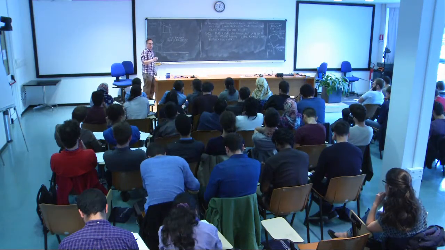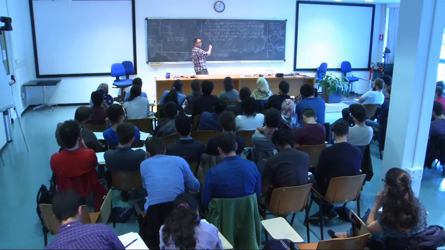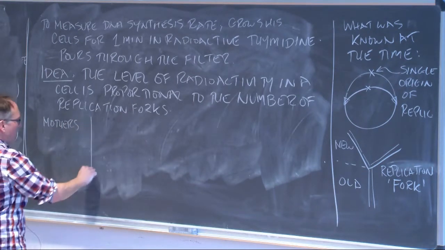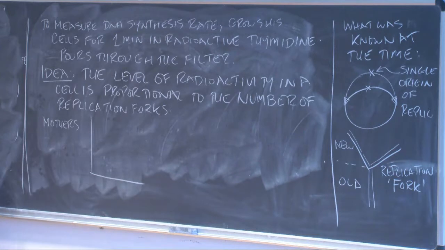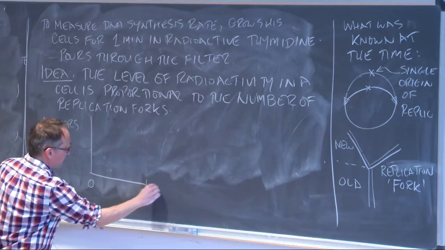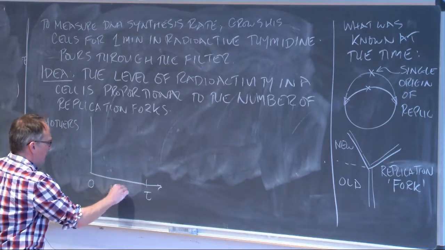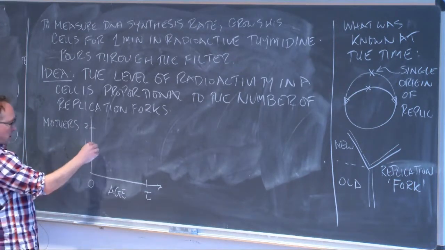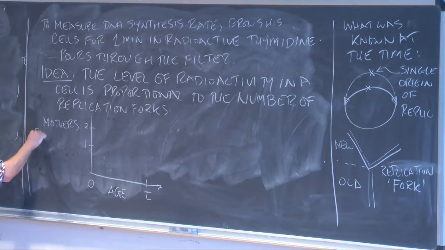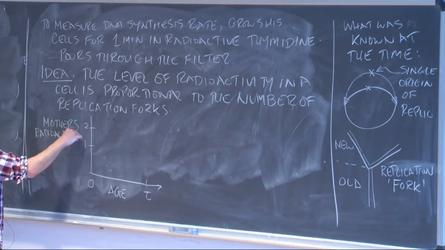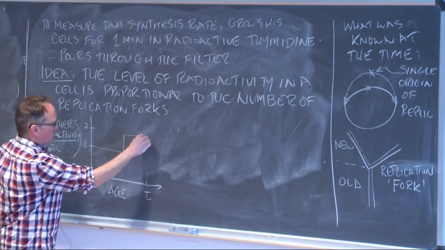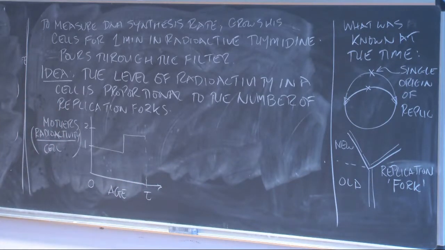Okay, so his idea is this. Suppose you have the mothers. So now we're going to talk about the mothers, and then in a moment, we're going to talk about their daughters. So here are the mother cells. Here are their ages. And suppose something like this happens. So this is now radioactivity per cell. Suppose something like this happens.